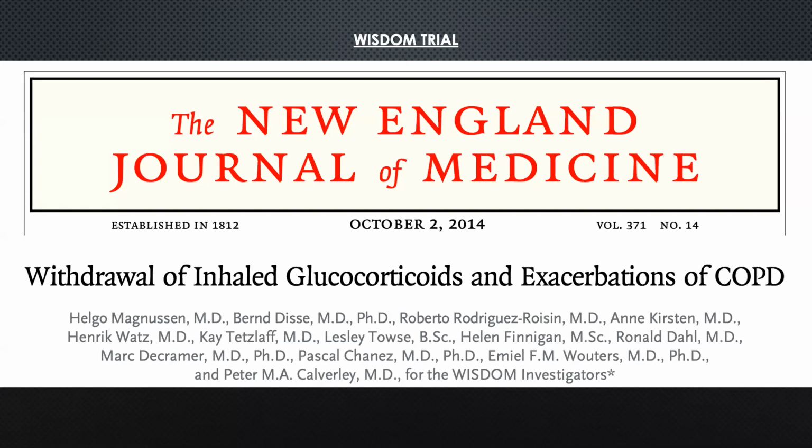And then withdrawal of an inhaled corticosteroid was associated with a modest decrease in the absolute FEV1. It wasn't even that statistically significant. 38 versus 43.